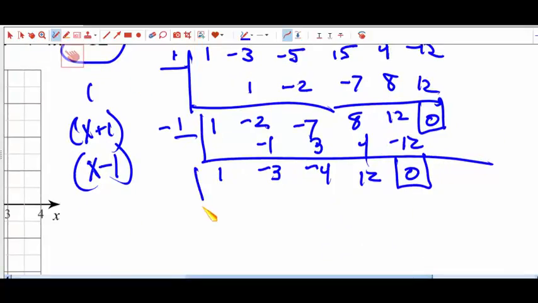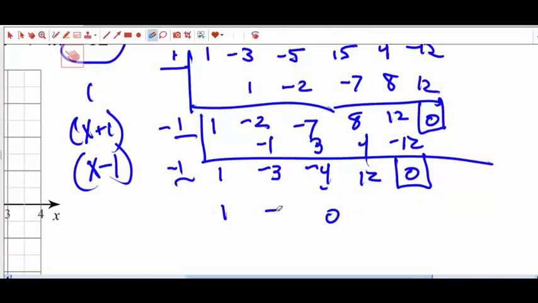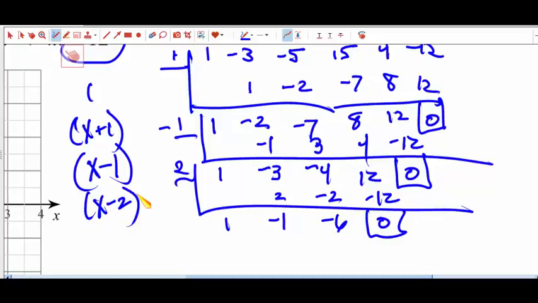I'm going to try negative 1 again. I do not get a remainder of 0, so now I'm going to move on to try the next factor of 12. I'll try 2. And I do get a remainder of 0. So that means x minus 2 is a factor and 2 is one of the zeros.